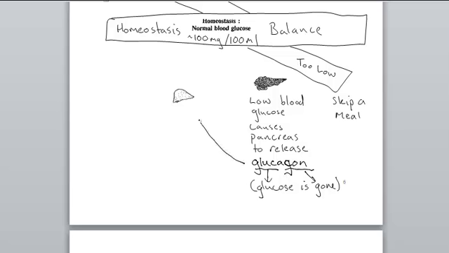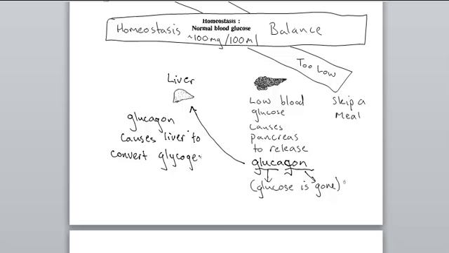Glucagon then acts on the liver. Glucagon causes the liver to convert glycogen to glucose, thus adding glucose to the blood.